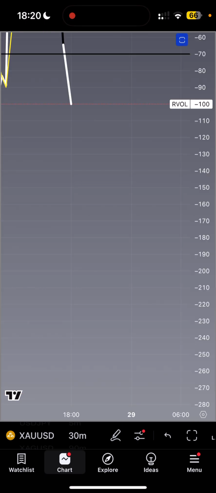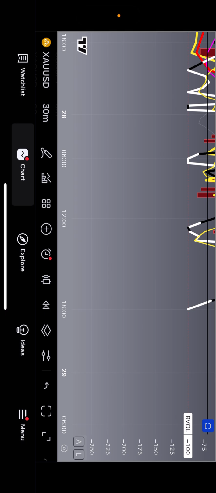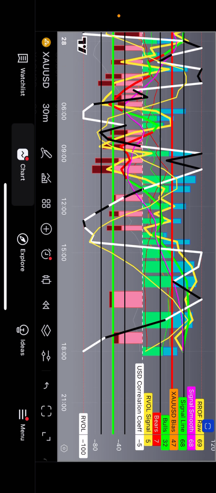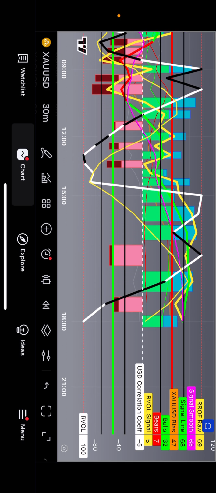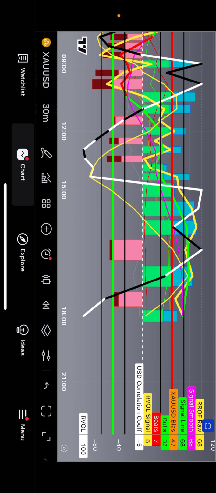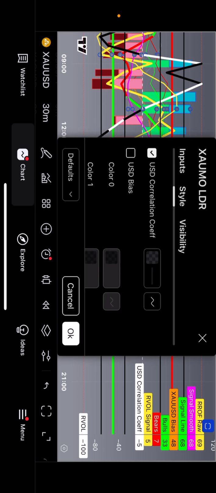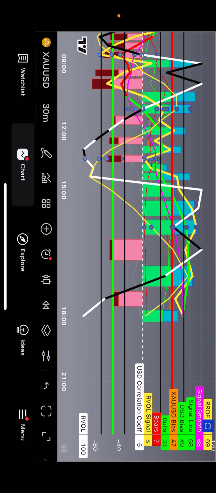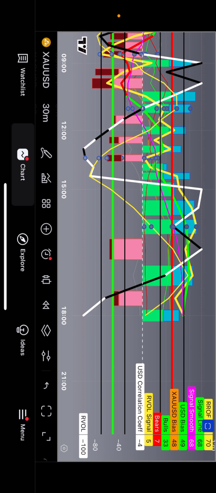Here, let me share with you the volume, Bollinger. This is the LDR. As you can tell on the LDR, the bulls are in control. The correlation coefficient with the US dollar is -5, so that means we are doing better than the dollar. But let's check something here. The USD bias, which is based on the DXY, is 49, so people are buying more. We are almost tied with the US dollar index as well as with the dollar.